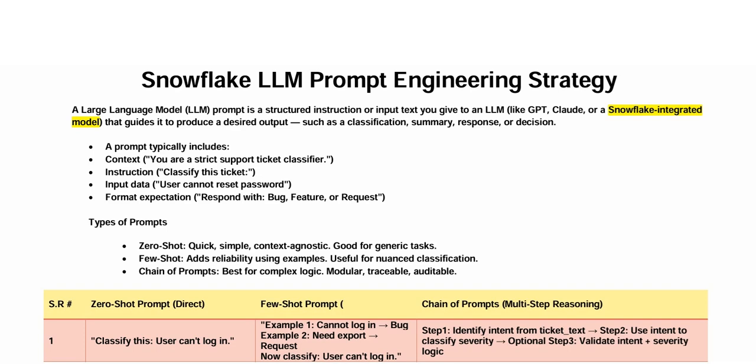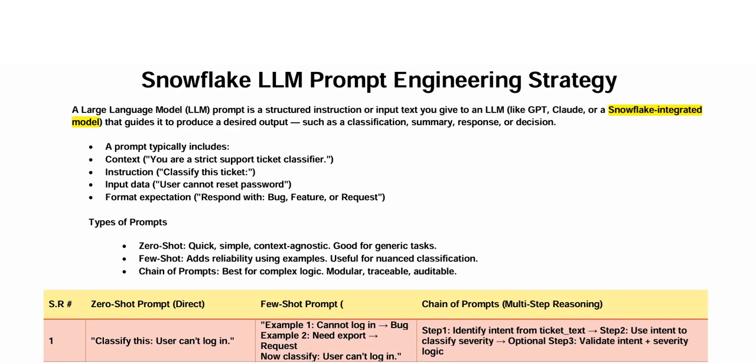Pretty straightforward. Next is the actual input data you want it to process, the text itself, like user cannot reset password. Okay. And finally, you often include a format expectation. This makes sure the output is structured exactly how you need it. Maybe something like respond with bug, feature, or request. So you get predictable output. Exactly. Each piece helps the LLM understand precisely what you want it to do and, just as importantly, how you want the answer formatted. That breakdown really clarifies the building blocks. It's more involved than just asking a question.